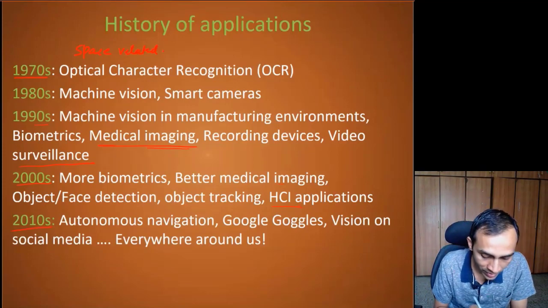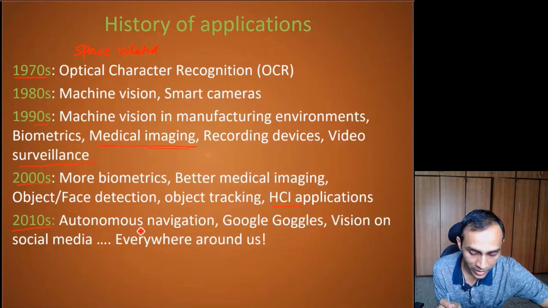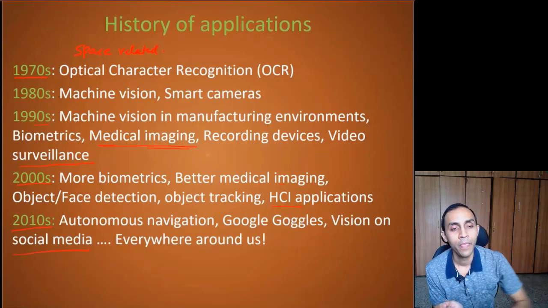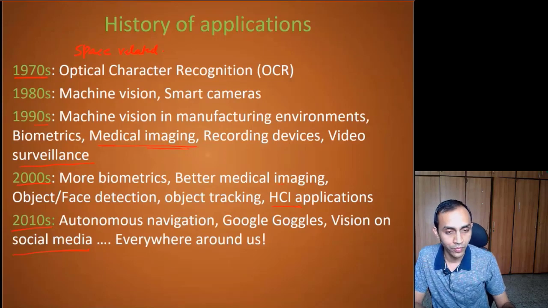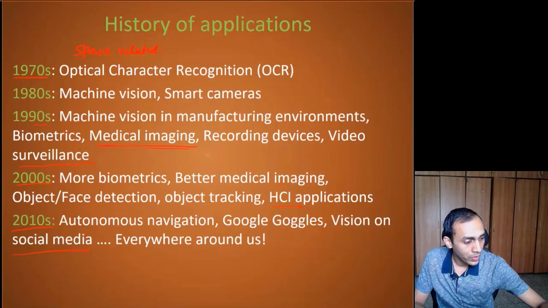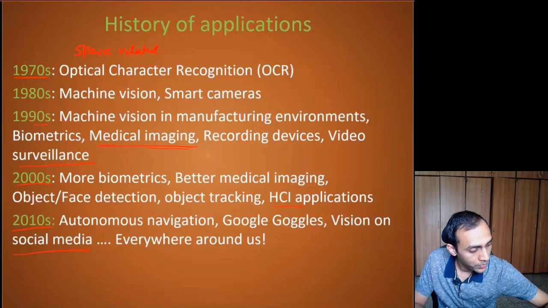And in this decade, it has pervaded everywhere. It is there in autonomous navigation, Google Goggles. Social media is one of the heaviest users of videos and images. There is so much visual information on social media, Facebook and all those places, that a number of applications can come up there.